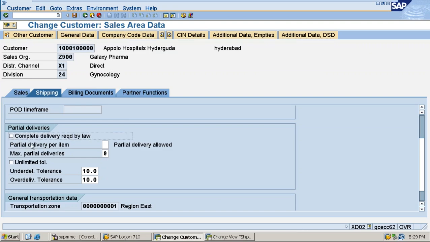Or else, if your customer is allowing partial deliveries, leave this field blank so that the system will allow you to do partial deliveries. If for this customer partial delivery is allowed, leave this field blank and uncheck this. And how many maximum partial deliveries can you do for a customer? That is 9 partial deliveries, up to a maximum of 9.